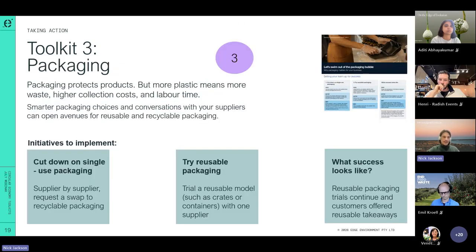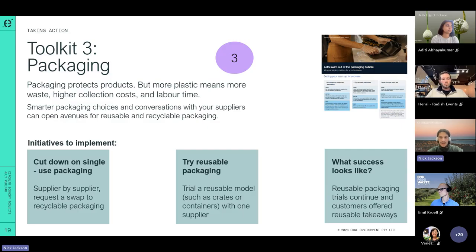The third toolkit is packaging. And we understand that packaging is an excellent way to ensure that your products are protected on their journey to your venues. But more plastic means more waste and higher collection costs as well. And it's bad for the environment as most of it can't be recycled, especially plastic packaging. So what we encourage here with this toolkit is for businesses to start to think about how they can introduce smarter packaging choices and start conversations with their suppliers to open up avenues for reusable and recyclable packaging.